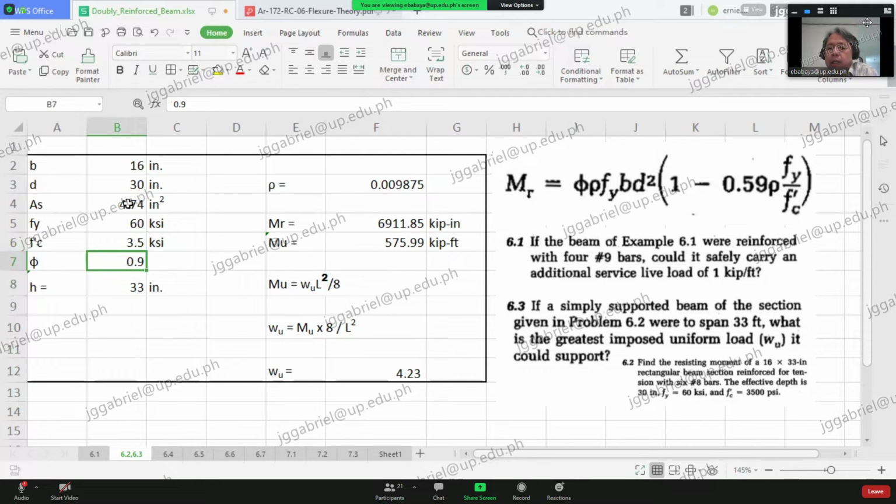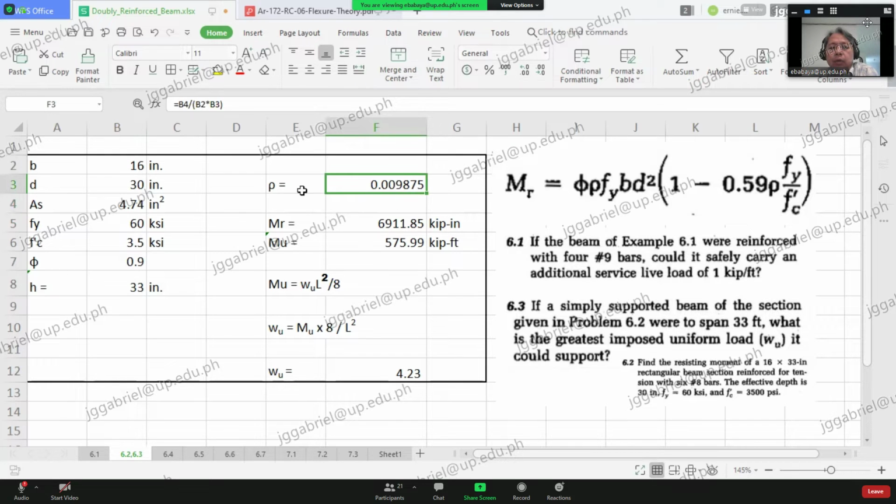Now, the area of the steel, this is 4.74, because we have 6 number 8 bars. You know already how to use the table provided for you, no? So just check that. If we have 6 number 8 bars, total area is 4.74 square inches. Okay? Any question for this?